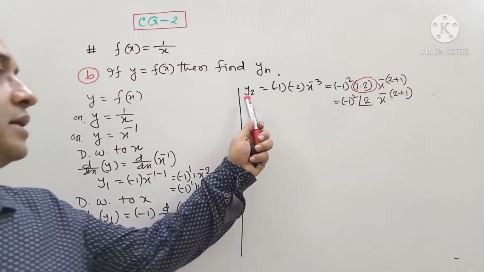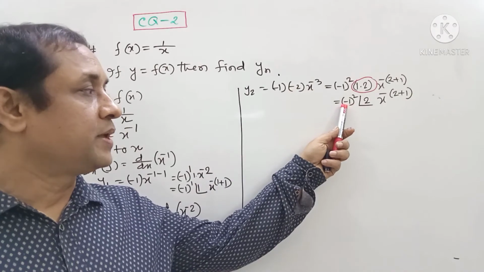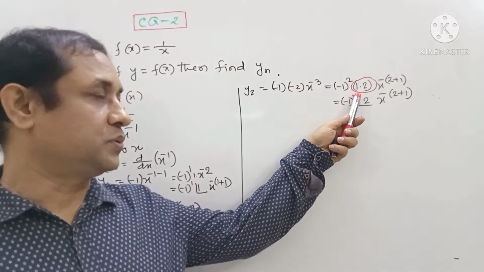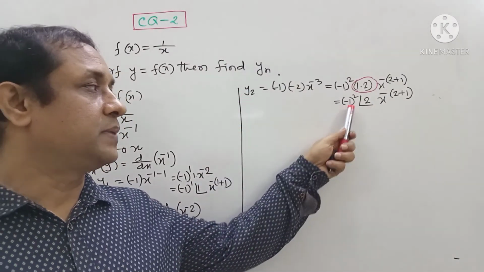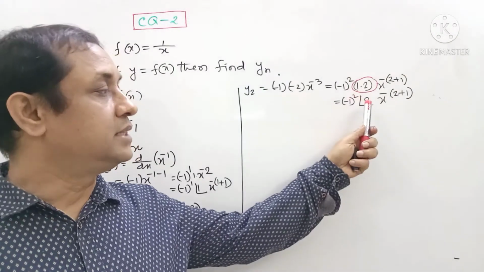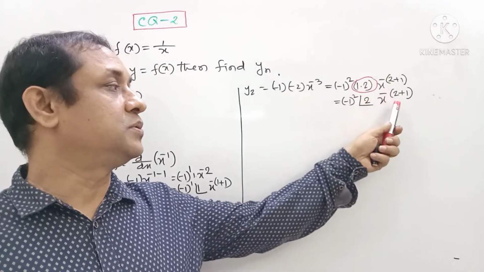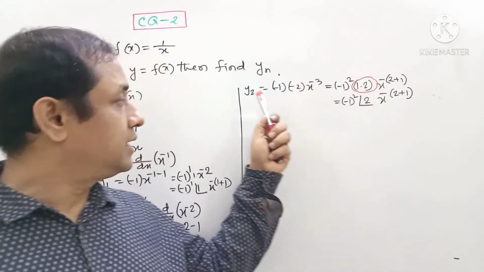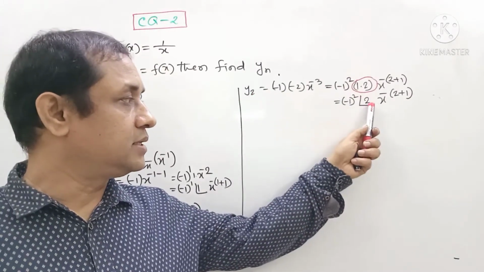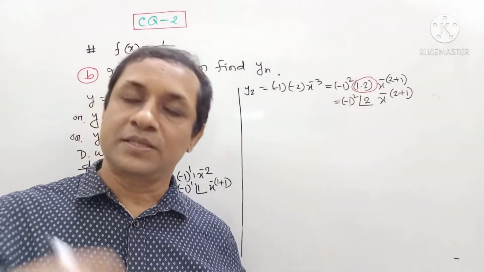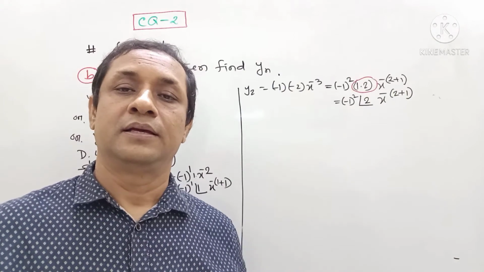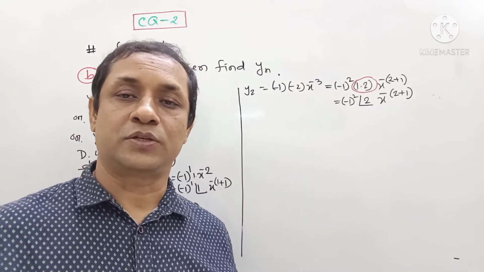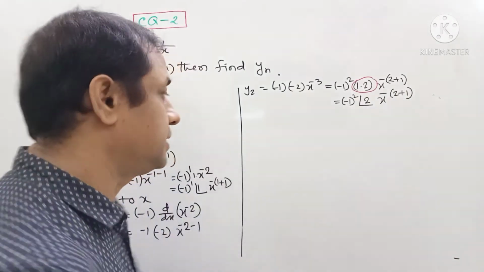So student, here y2 equals minus 1 whole to the power 2. Here suffix 2, so minus 1 whole to the power 2, then factorial 2 x to the power 2 plus 1. Here 2 and here 2. Similarly, again differentiating with respect to x, third time differentiation.